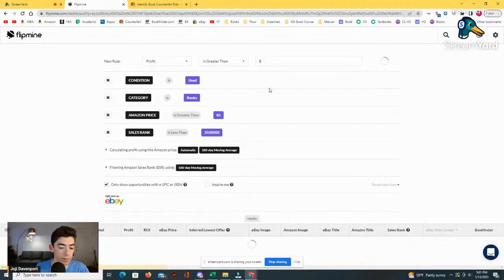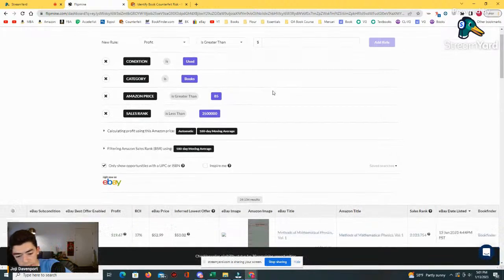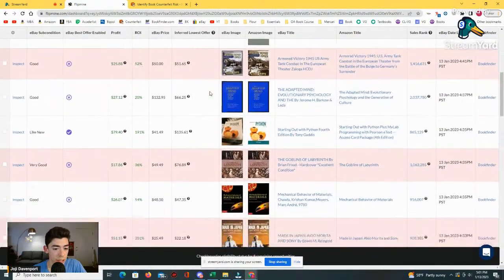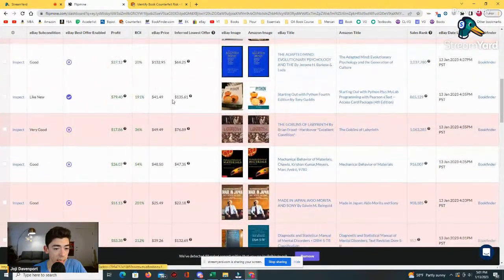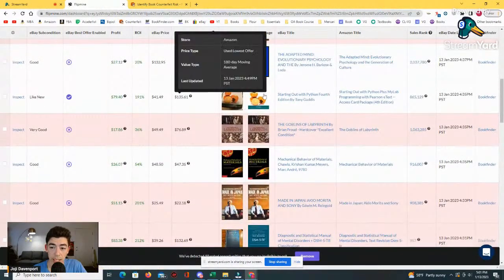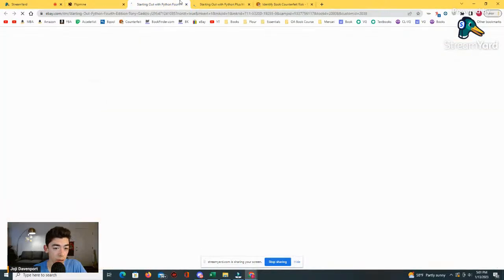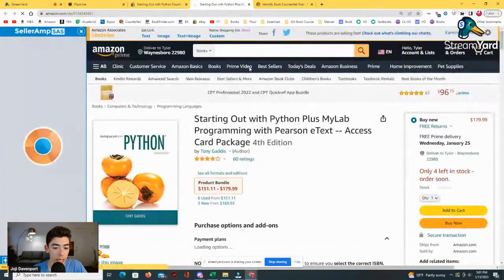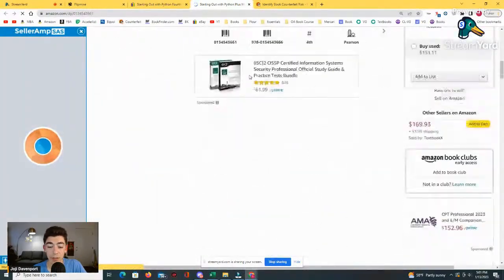Let's go take a look. So we have a book for 50, selling for 50 potentially. Okay, this is interesting. This Python book is listed for 41, and it looks like it could potentially be selling for 135. So it looks like new, 38. So it's a Python book. Let's go over to Amazon. Selling for about 150 bucks.